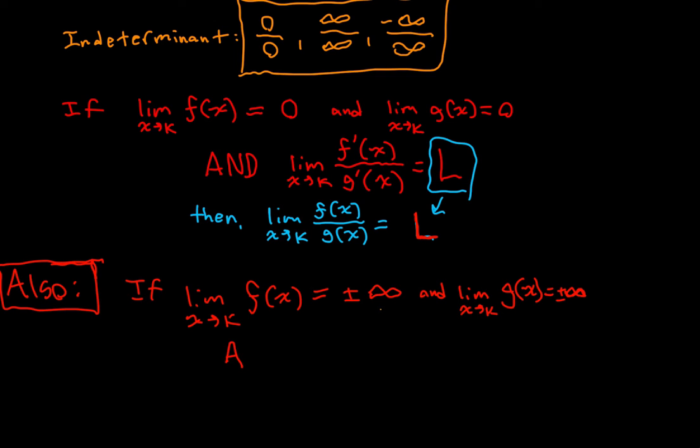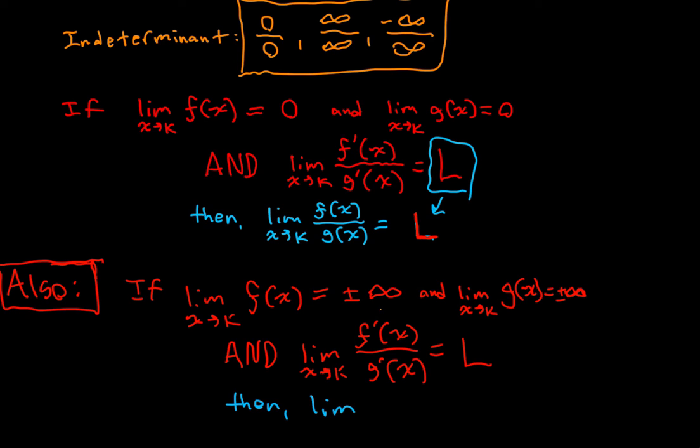And this is almost the same thing. You probably know where I'm going with this. It's probably quite obvious at this point. And the limit of the derivative of f of x over the derivative of g of x, f prime of x over g prime of x, is equal to some value L. It doesn't matter what that value is. I'm just writing L for both of them. L is just some real number that we can determine. Then, wait for it, then the limit as x approaches k of f of x over g of x is also equal to L.